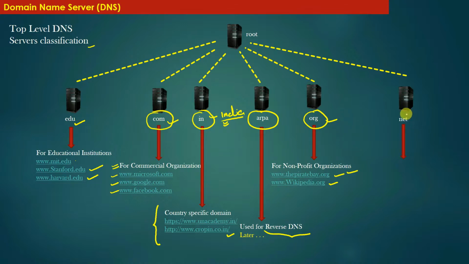And then the next top level domain name server is the net top level domain name server, and this TLD server is responsible for the websites which are related to internet technologies. For example, www.juniper.net is a company which works in network technology. Similarly, slideshare.net, speedtest.net, sourceforge.net.